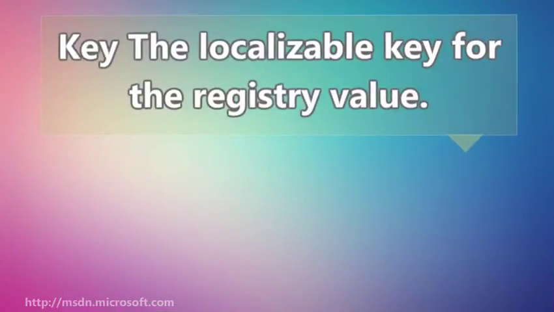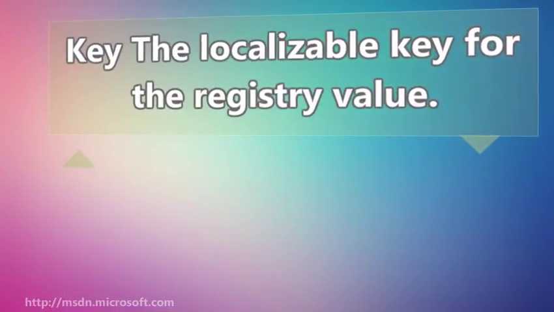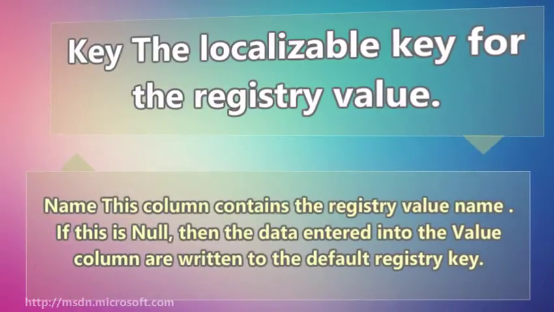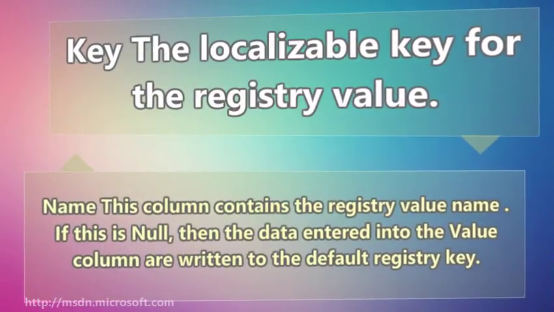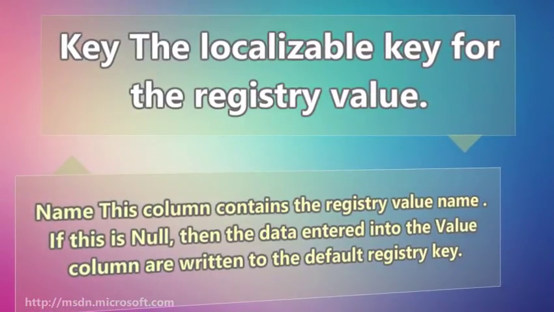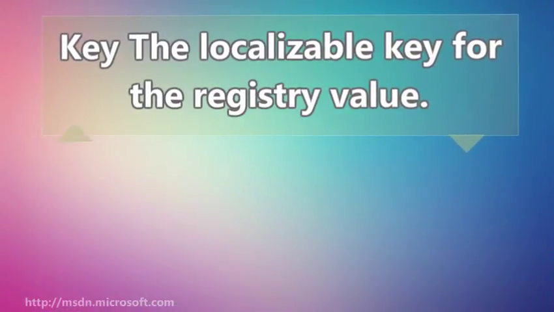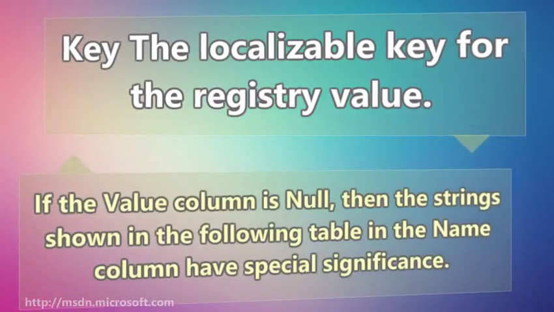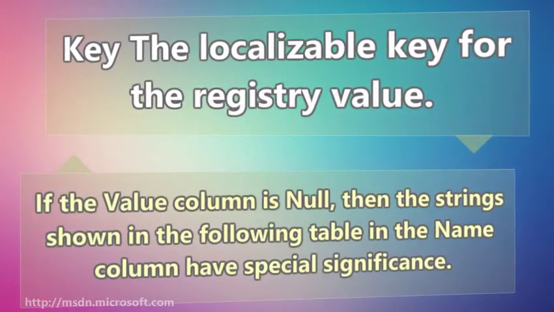Key: the localizable key for the registry value. Name: this column contains the registry value name. If this is null, then the data entered into the Value column are written to the default registry key. If the Value column is null, then the strings shown in the following table in the Name column have special significance.